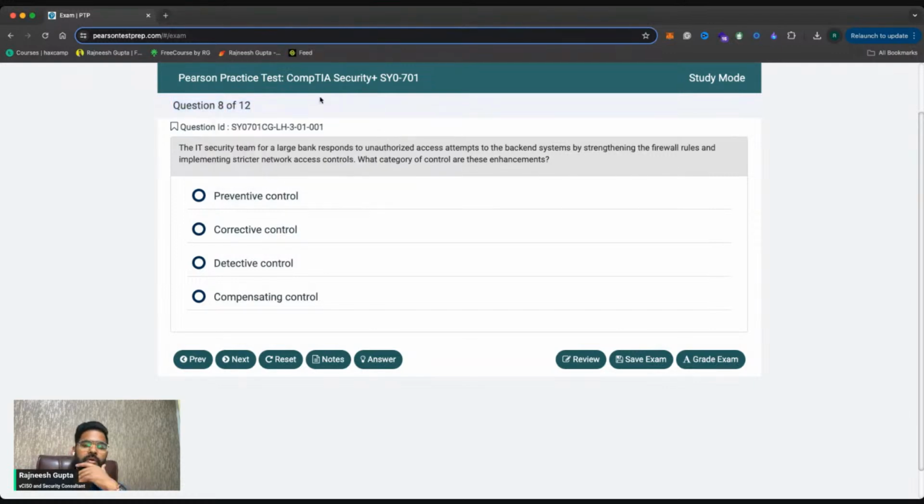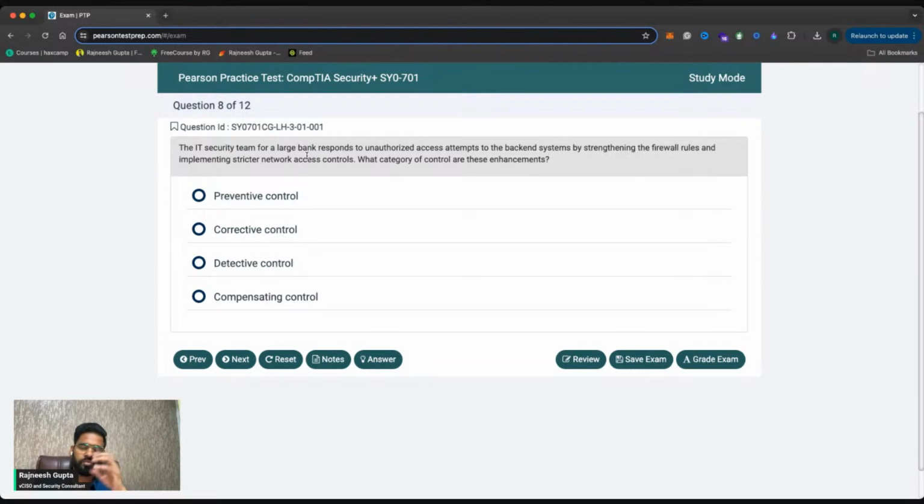Question number 8. The IT security team for a large bank responds to an unauthorized access attempt to the backend system by strengthening the firewall rules and implementing stricter network access control. What category of control are these enhancements? What is that, everyone? This is going to be much easier if you look at some of the important objects in it. Let me help you with the proper approach.